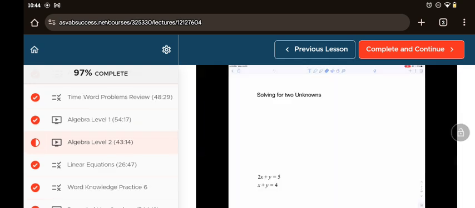Welcome back. So in this lesson, we're going to talk about the next level of algebra. We started off in the last lesson with easier concepts, the basic stuff, and now I want to show you more challenging concepts that will help you prepare for those more challenging questions in the mathematics knowledge section, okay? So the first thing we want to start off with is solving for two unknowns.